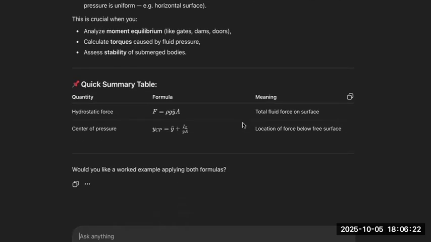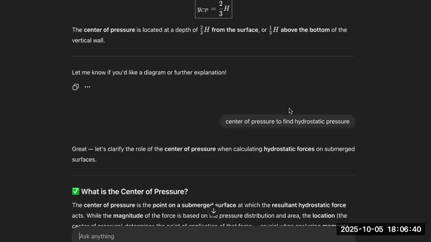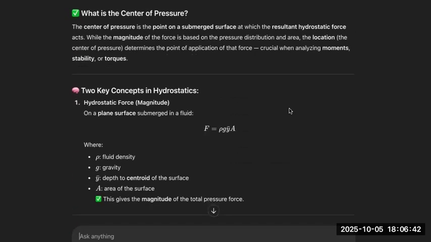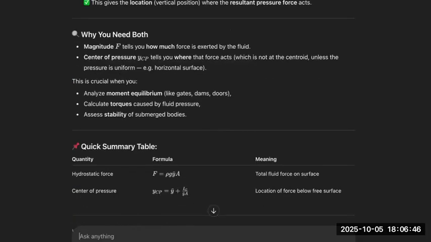So in a quick summary, hydrostatic force is given by this equation, and center of pressure is given by that equation. Hydrostatic force is the total fluid force on the surface, while center of pressure is the location of the force below the free surface. There are a few shortcuts to calculating center of pressure that we'll be utilizing right now.